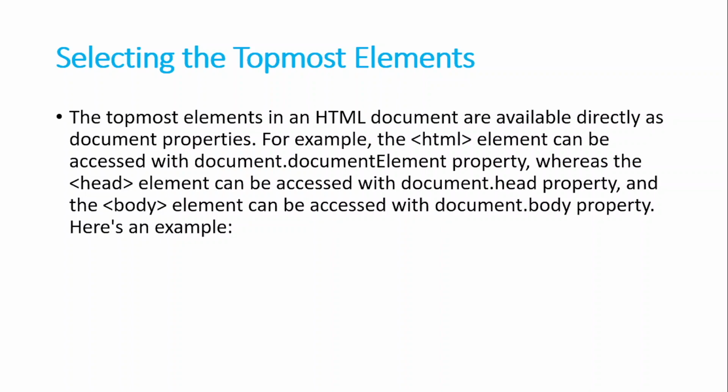Selecting the topmost elements. The topmost elements in an HTML document are available directly as document properties. For example, the HTML element can be accessed with the document element property. So by this we can actually get the HTML element and we can apply any kind of styling on it. Whereas the head element can be accessed with the document.head property, and the body element can be accessed with the document.body property.